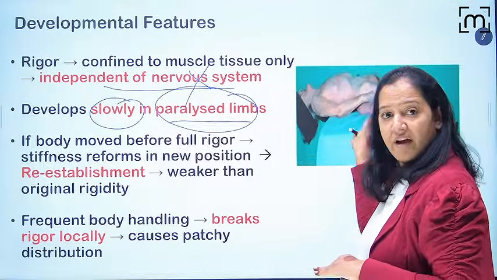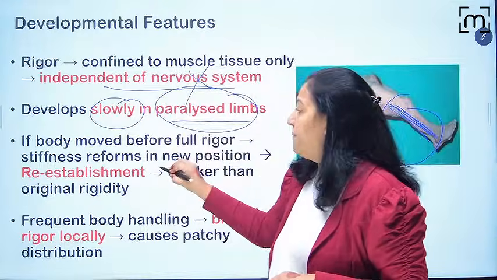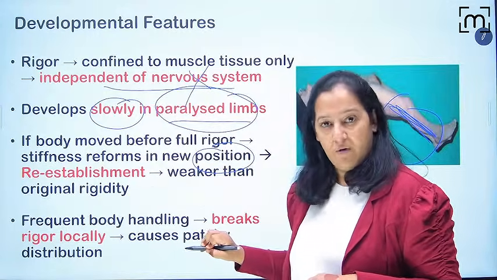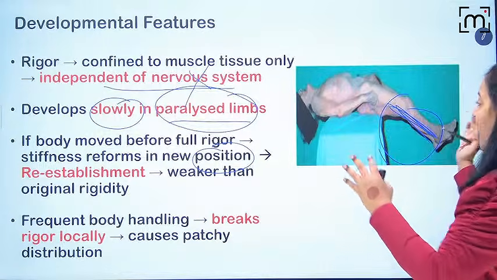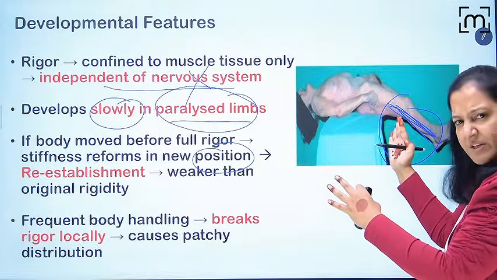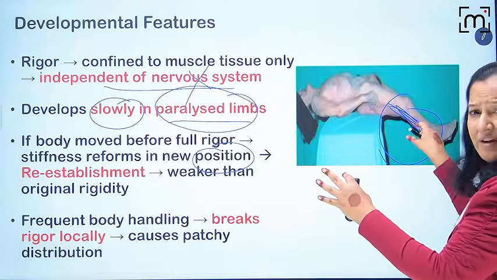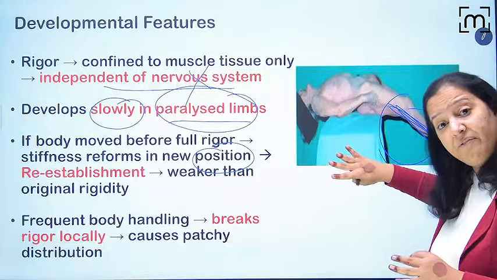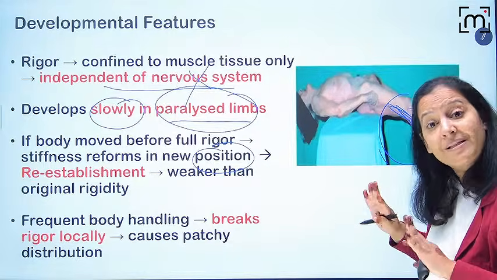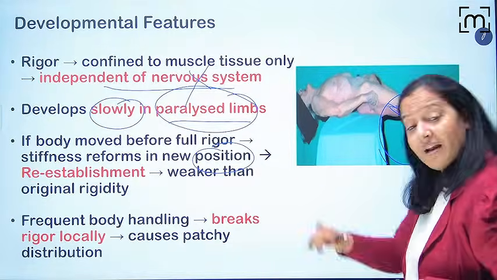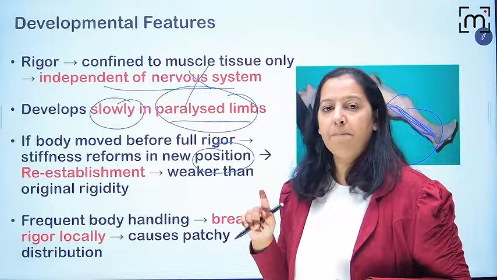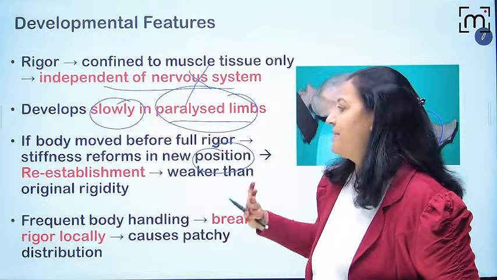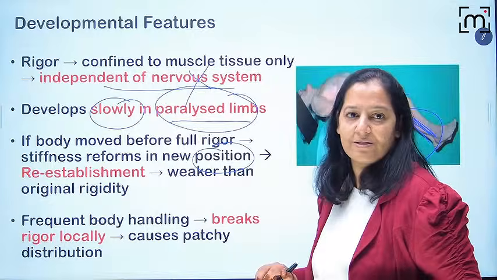Before the full rigor mortis develops, if the body position is changed, then there is re-establishment. Suppose it is stiff and I am breaking the stiffness. The stiffness can be broken. It is very stiff and takes effort to break, but it can be broken. Once it is broken, it will re-establish, but re-established rigor mortis is weaker than the primary one. Like the lividity. In lividity also there is re-establishment, but there the secondary lividity was stronger than the primary. Here, the primary remains strong. The secondary one will not be that strong.